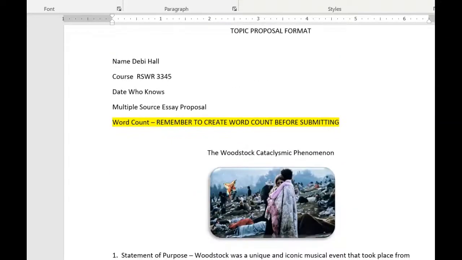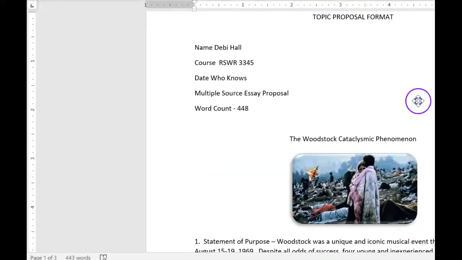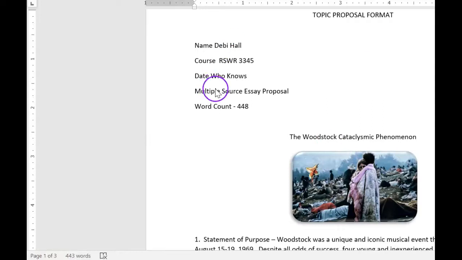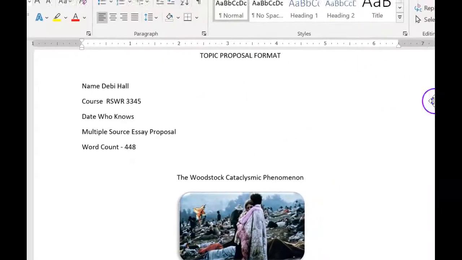Now we have this. Okay, the word count is 448. I found that because I looked down here at my nifty little thing. Shoot. Let me move this. Hold on. Down here at the bottom where it shows your words. Okay. So, it's 443 words.